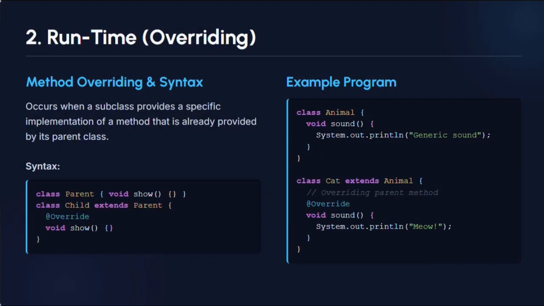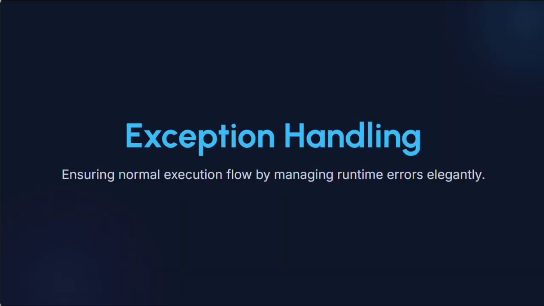Next, there comes overriding. Method overriding occurs when a subclass provides a specific implementation of a method that is already provided by its parent class. Syntax and example program are given below. Check it out.